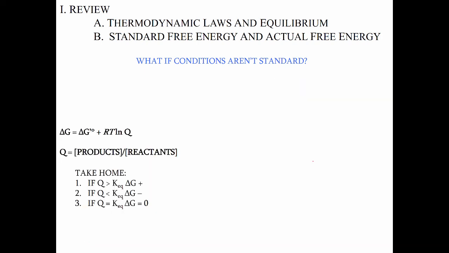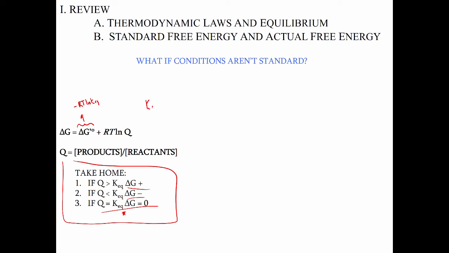Now, you can go on and do this mathematically, but the take-home is that if Q is greater than the KEQ, delta G is positive. If Q is less than the KEQ, then delta G is negative. And if Q is equal to KEQ, delta G is equal to 0. Just to illustrate why this last one is the case, this is negative RT natural log KEQ. If KEQ is equal to Q, then you have a negative number plus the same positive number, and delta G has to be 0. You can do the rest of the mathematics from there.